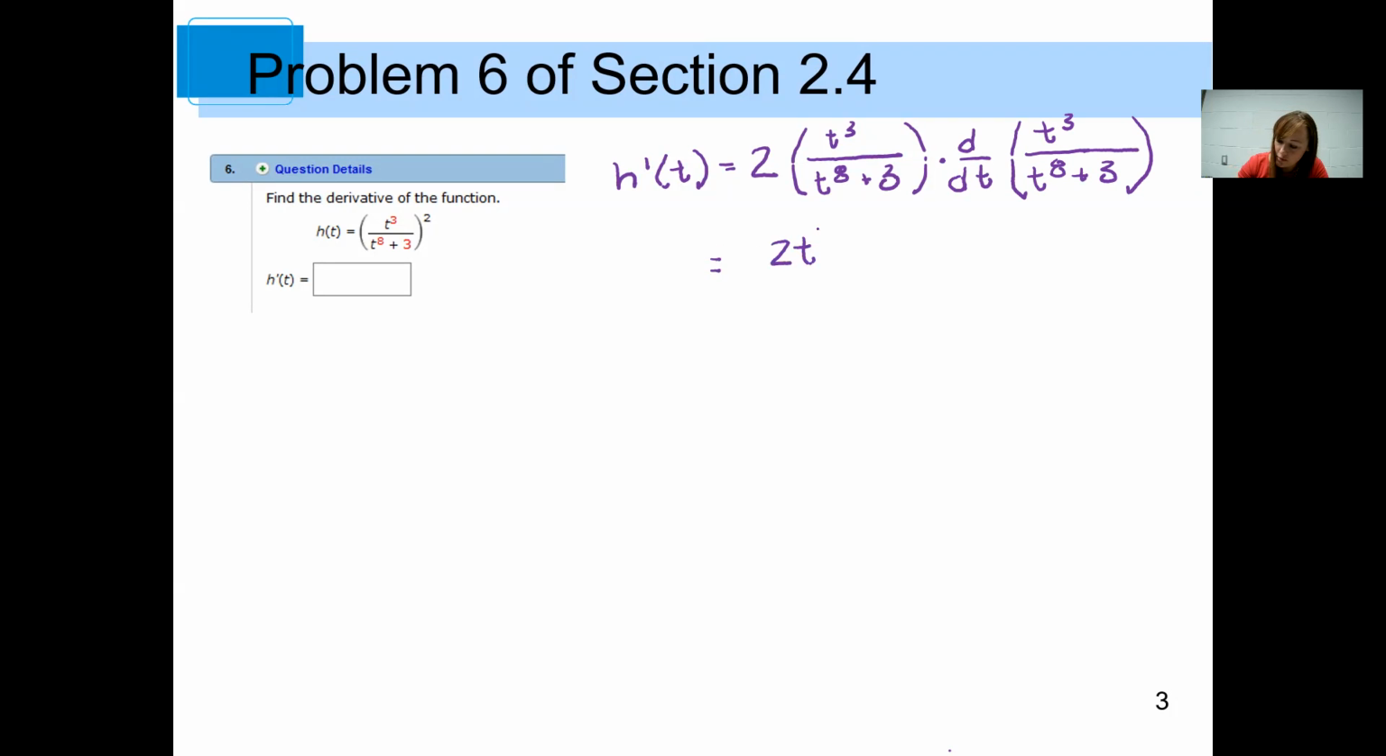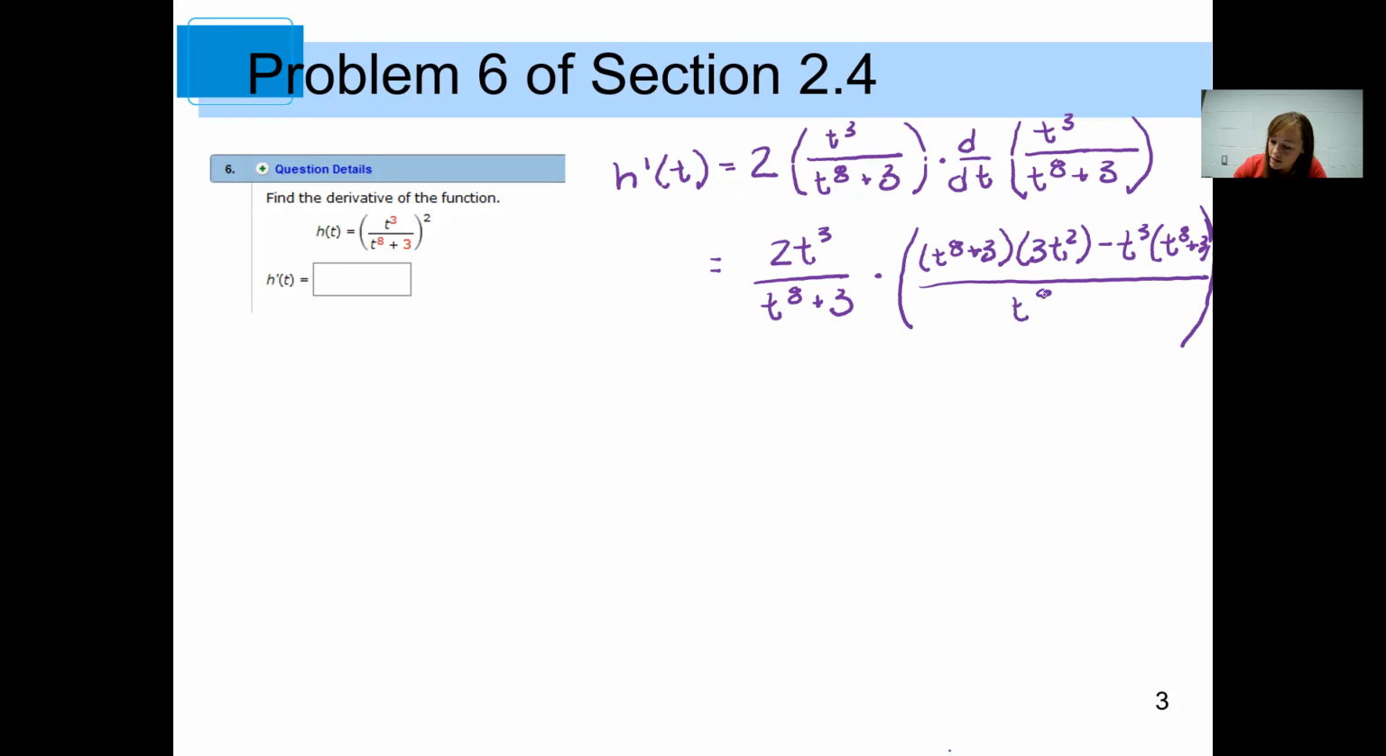So then I have this 2 t to the third over t to the eighth plus 3 for my first term. And for my second term, I am going to need to apply the quotient rule. So I have this low, t to the eighth plus 3, d high. So this is going to be 3t squared, minus high. And I hope I don't run out of room. T to the eighth plus 3. Looks like we can make it work. It's not the best, but we can kind of make it work. Over t to the eighth plus 3 quantity squared.